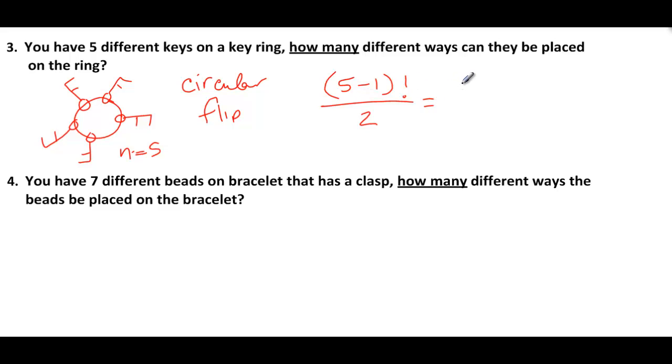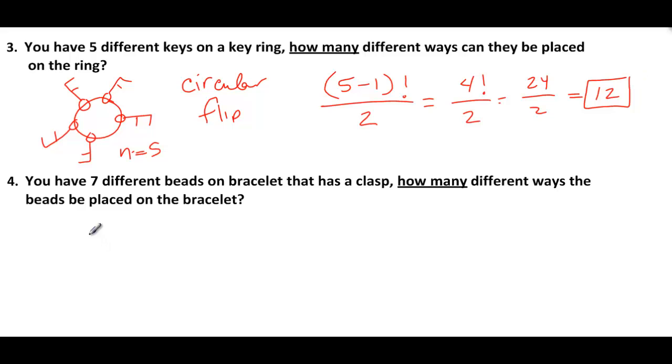So 5 minus 1 is 4. 4 factorial is 24. So this is 24 divided by 2. So if I have 5 keys on a key ring, there are 12 different ways that I can place them on that ring. And our last one here. You have 7 different beads on a bracelet that has a clasp. How many different ways can the beads be placed on the bracelet?